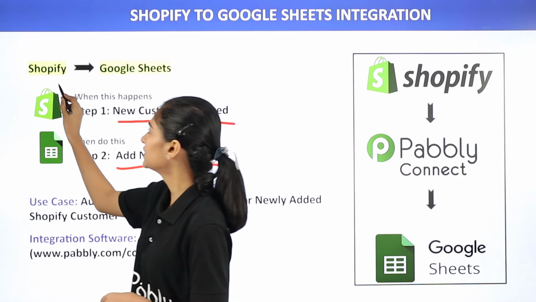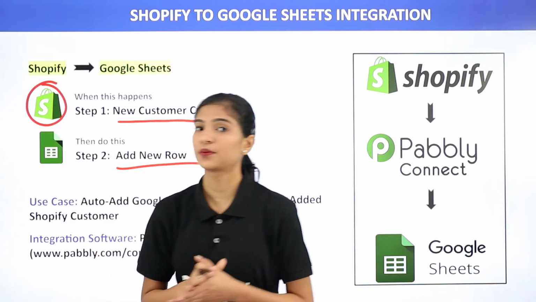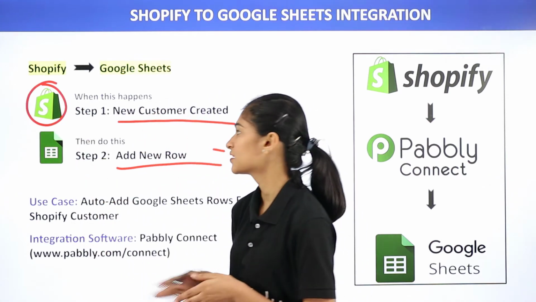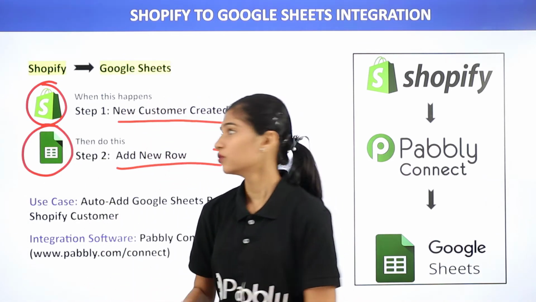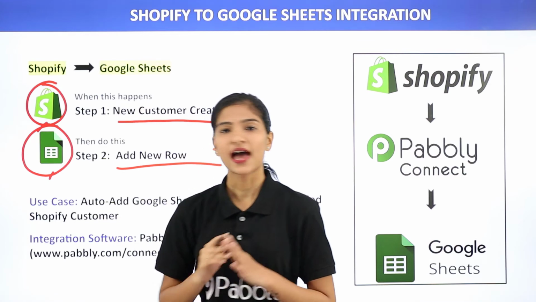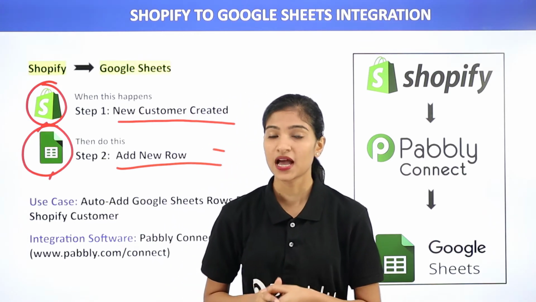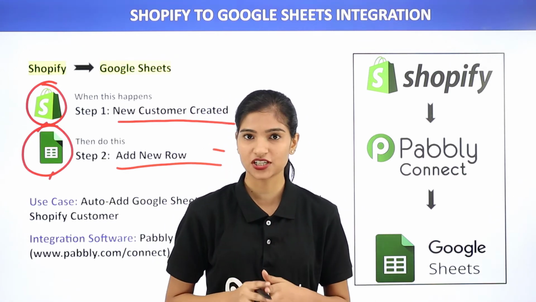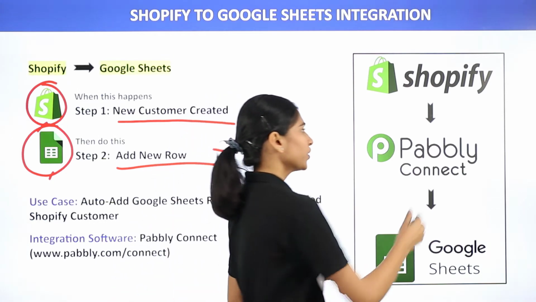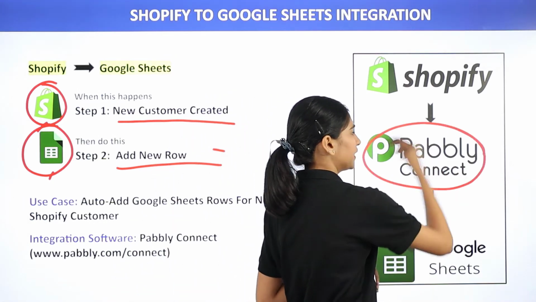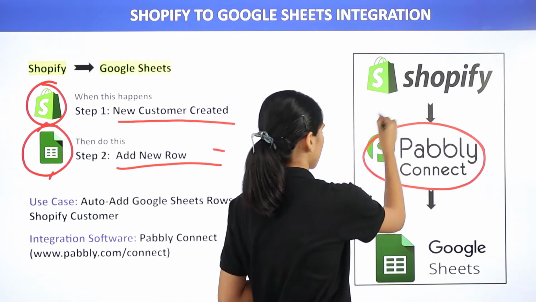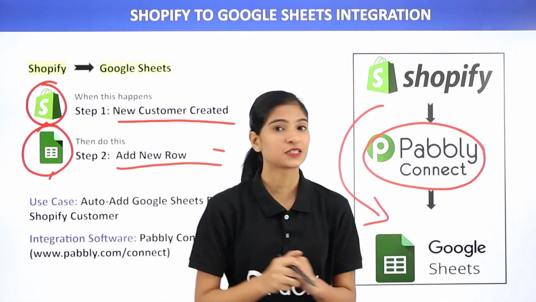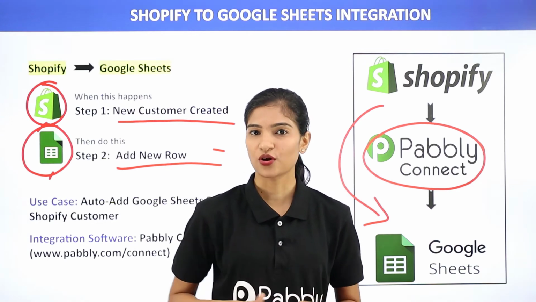So Shopify is an e-commerce platform where you can set up your online store and sell your products, whereas Google Sheet is an online spreadsheet program. Although Shopify and Google Sheets have some native integration between them, this integration has certain limitations, and that is why we are going to use Pabbly Connect. So Pabbly Connect is an integration software which will help you to transfer data from Shopify to Google Sheets. The best part here is you don't require any knowledge of coding.